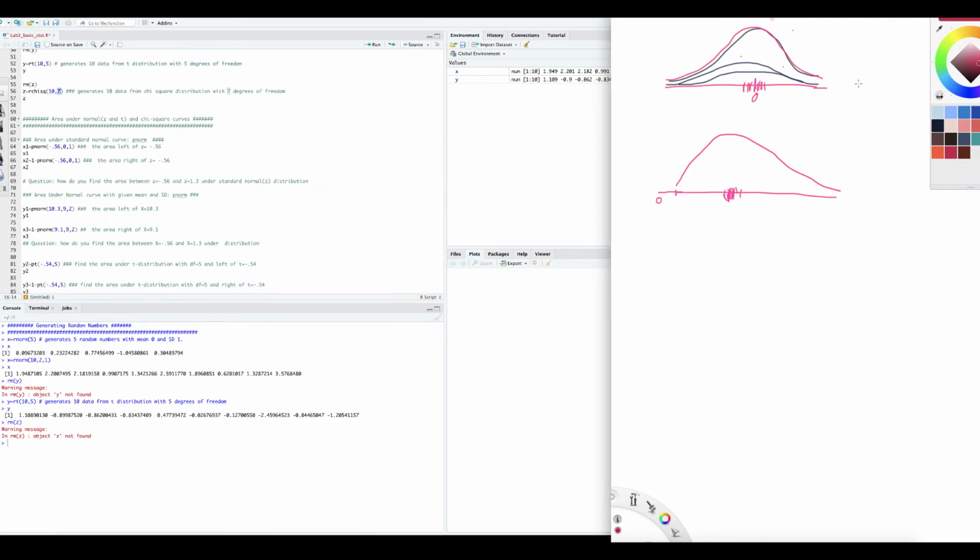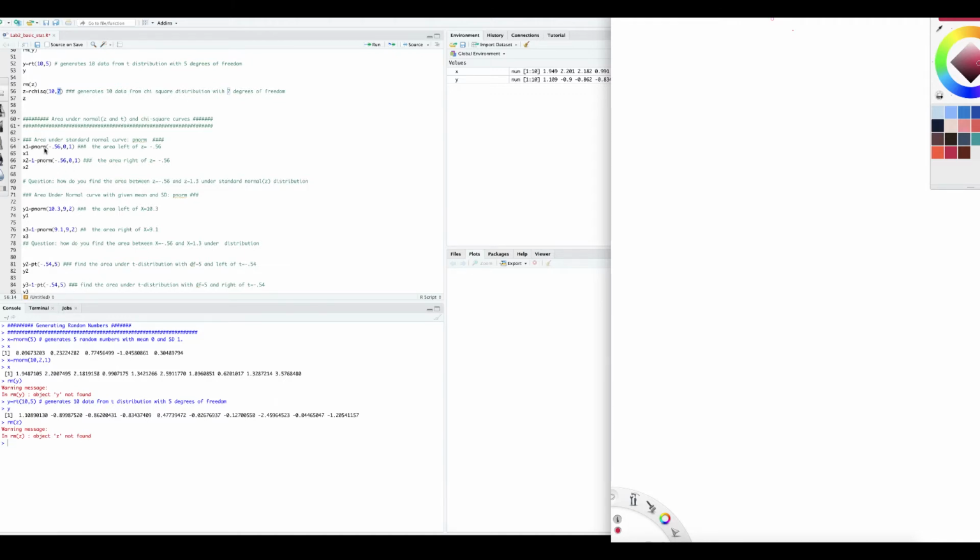The next thing I want to show you is how to find the area under a normal curve, area under a t curve, chi-square curve, and so on. We did that in chapter 6 of the elementary statistics. Do you remember finding normal CDF, normal PDF, tCDF, tPDF in your TI calculator? That's what we are going to do in R directly.